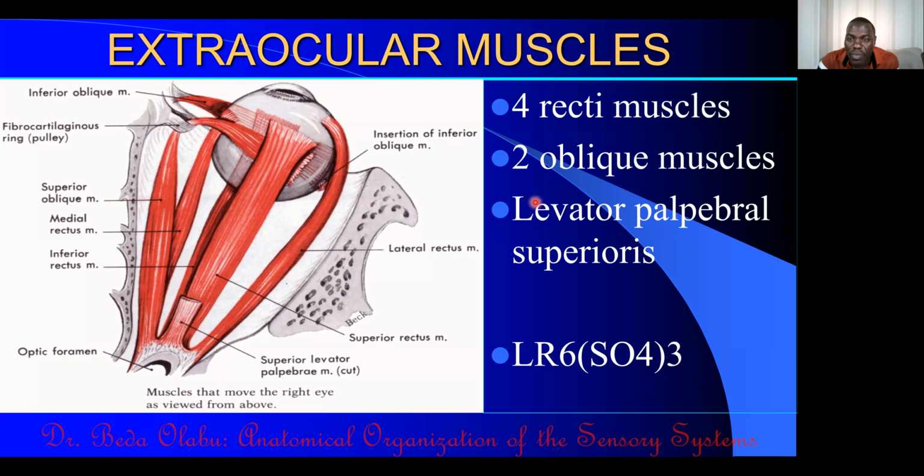All the other muscles remaining, and remember there are 5 now, are innervated by the oculomotor nerve. So lateral rectus by the 6th cranial nerve, superior oblique by the 4th cranial nerve, all the rest of the extraocular muscles by the 3rd cranial nerve, which is oculomotor. This is how the extraocular muscles are innervated.